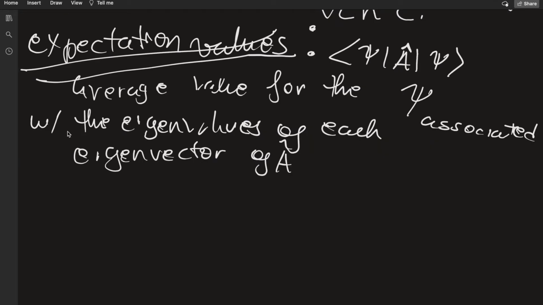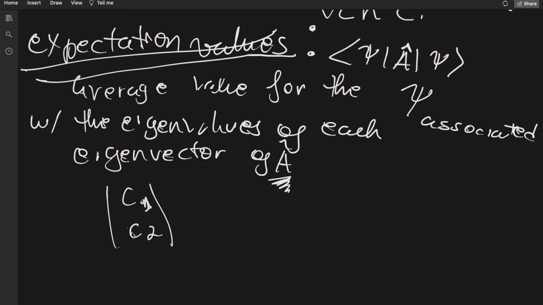All right, so we have the average value for the psi associated with the eigenvalues of each eigenvector of A. But what the hell does that mean? So you're basically saying that if I have, for example, an eigenvector for this matrix A, it is some combination of the bases, right? So let's just consider the two-dimensional case, C1, actually C2, okay?